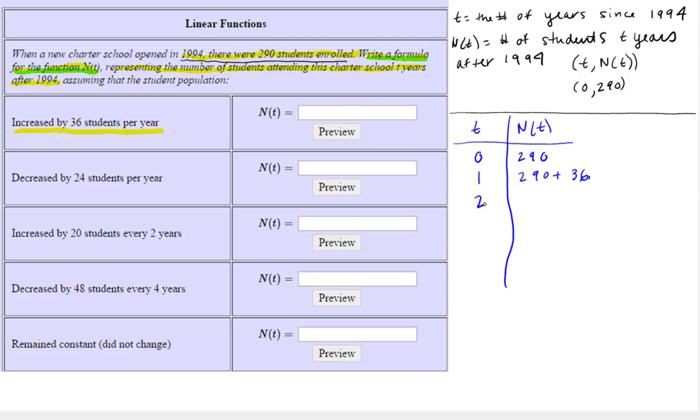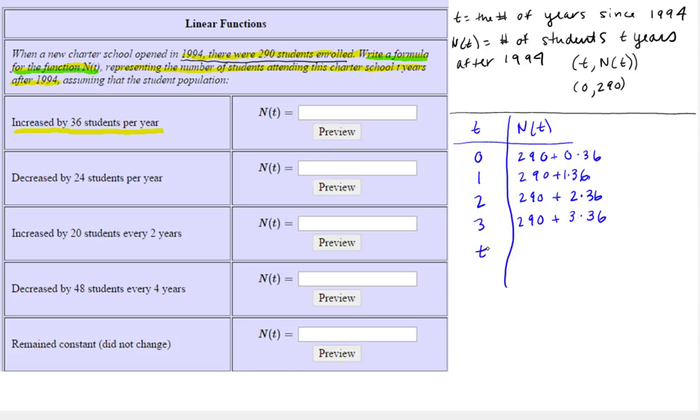2 years later, we have the 290, but now we're going to have this 36 students plus another 36, or we could think of that as 2 times 36. 3 years later, we'll have the 290 students, the original students plus 3 times 36 more students. Okay? And now I'm just going to fill in here, this was 1 times 36. And notice we can also think of this as 0 times 36.